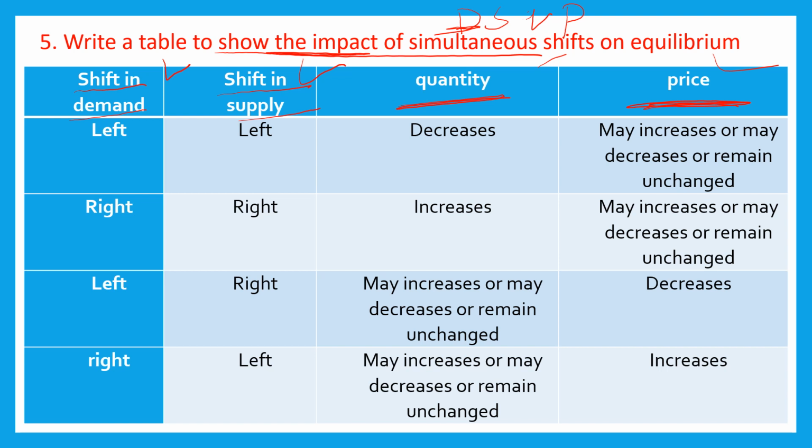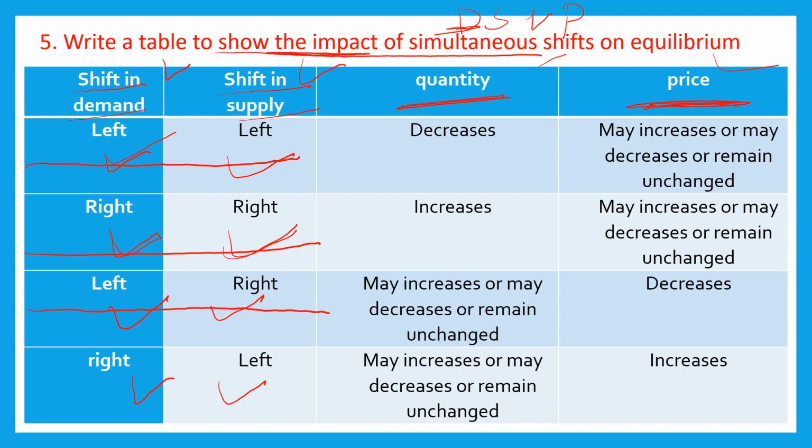Then you have to write both the demand and supply shift left side, then both right side. So first left, left, then right, right, then left, right, then right, left. So you have to arrange it like this. Both may shift left side, both may shift right side. One may shift left, the other one right. Then the right, then left. You have to keep in this format.